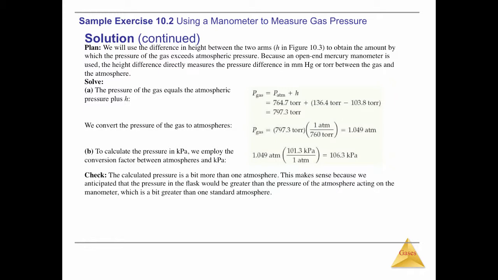So we're taking the atmospheric pressure, which was 764.7 torr, and we are adding to that the height difference, the difference between the two heights in the manometer. We first get our answer as 797.3 torr. We then convert torr to atmospheres, and then atmospheres to kilopascal, because our question is asking for both atmospheres and kilopascal. You can try one on your own, converting a pressure of 0.975 atmospheres to pascals and kilopascals.